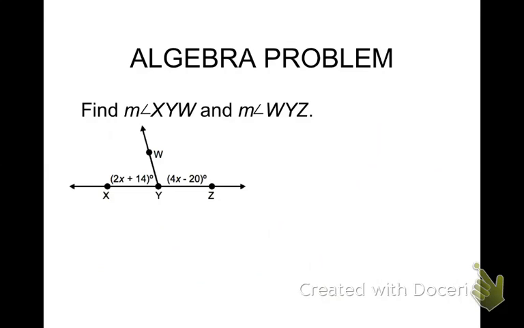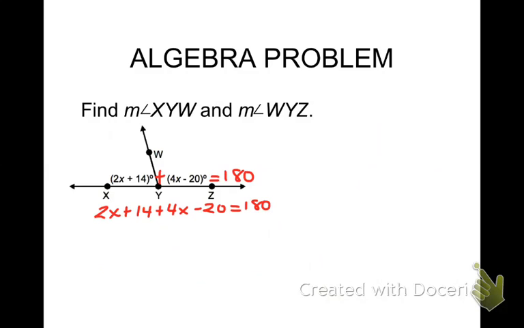Supplementary. Okay, so that means I've got two angles that happen to be adjacent that are going to add up to 180. So that means I'm going to take this angle plus this angle and equal it to 180, which is going to be our equation that we're going to use to solve for x. Okay, so 2x plus 14 plus 4x minus 20 is equal to 180.